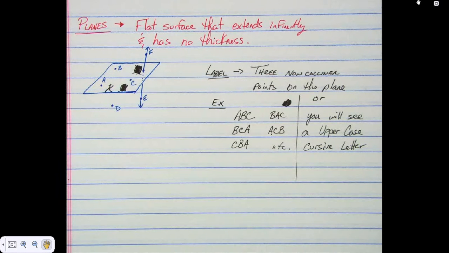Well, like I said, the book will do a much better job of, in fact, let's look at the book. Look at page 13. Look where it talks about planes. Is it obvious that's a cursive or italicized M there? Yeah. Okay.